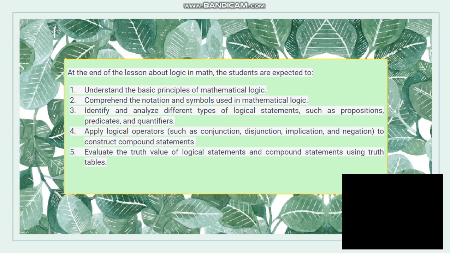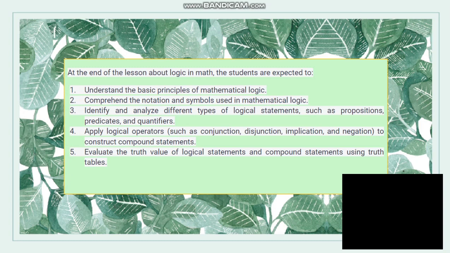The students are expected to understand the basic principles of mathematical logic, comprehend the notation and symbols used in mathematical logic, identify and analyze different types of logical statements such as propositions, predicates, and quantifiers. Apply logical operators such as conjunction, disjunction, implication, and negation to construct compound statements. And lastly, to evaluate the truth value of logical statements and compound statements using truth values.